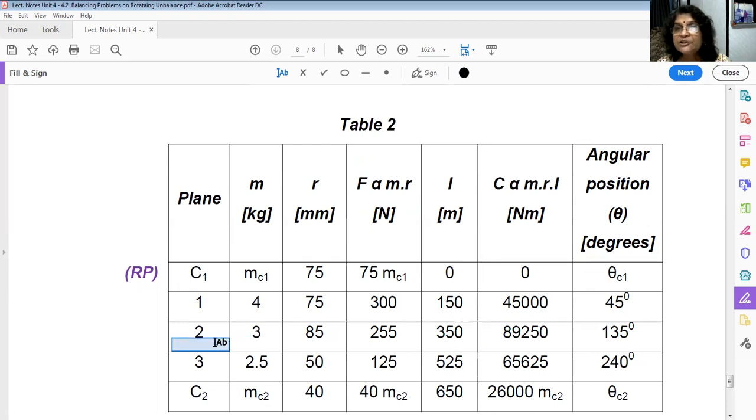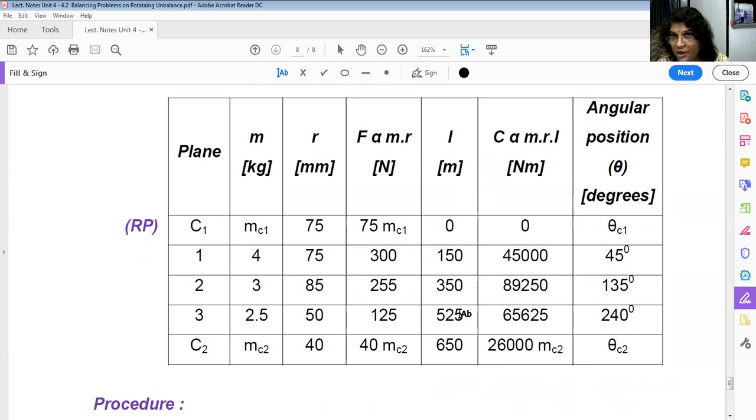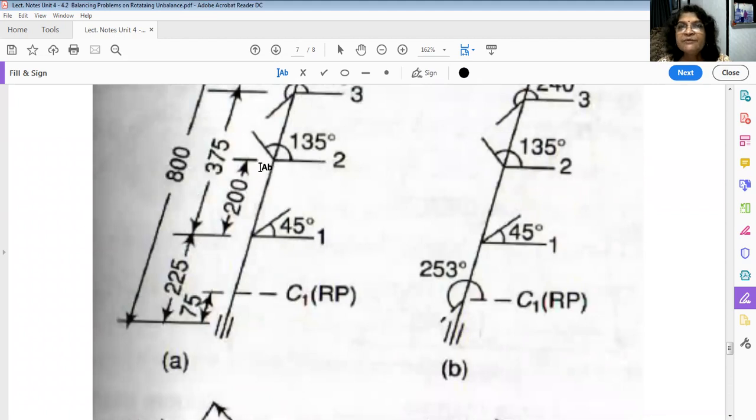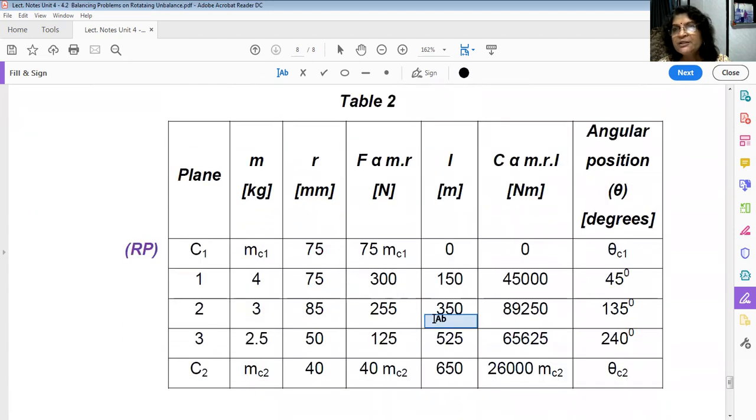Okay, now the distance of C2 from reference plane. Here please remember, in this length column we have to write down the distances from reference plane only, not between each other. Okay, so what is the distance of now mass number 2 from reference plane? Let us see here. See, the distance between mass M1 and M2 is 200. Okay, and how much is this? We have found out 150. So the distance of M2 from C1 is 150 plus 200, that is 350. Okay, so we have written 350 here.